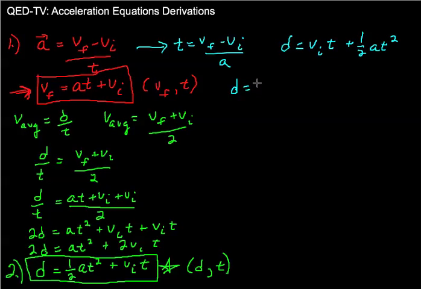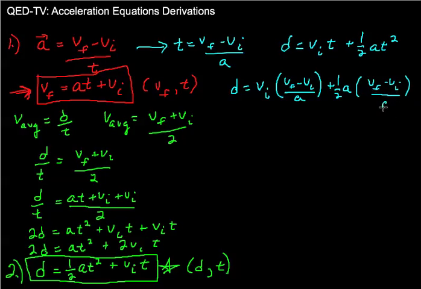I'm not very good at this yet. Displacement equals initial velocity times time. Okay, so what's time going to be? It's going to be big and ugly. Vf minus Vi all over A plus 1/2 A times time squared. Ugh, okay, so that'd be Vf minus Vi all over A, and we're going to square that. Okay, so let's keep on working here.